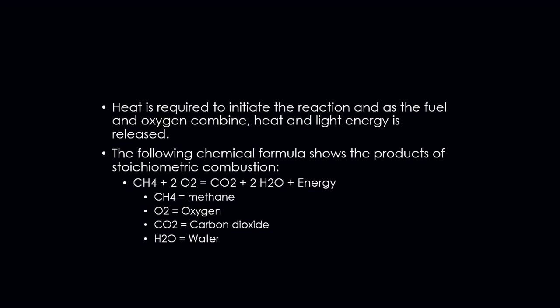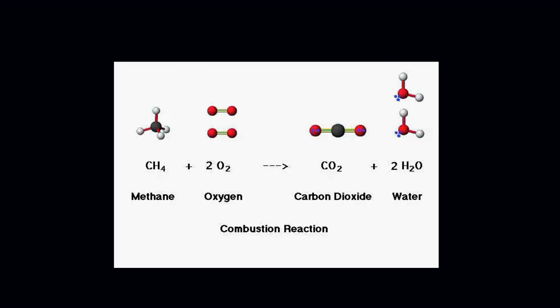The following chemical formula shows the products of stoichiometric combustion. We have methane plus oxygen equals carbon dioxide plus water plus energy. So what is that saying to us? That is a combustion reaction. It is saying that we need to have a gas and an oxygen in order to create carbon dioxide and water.